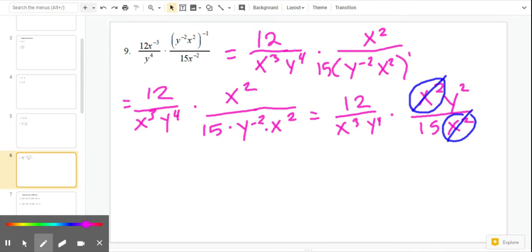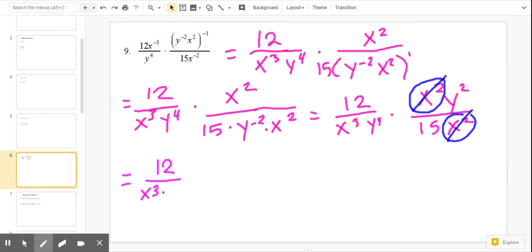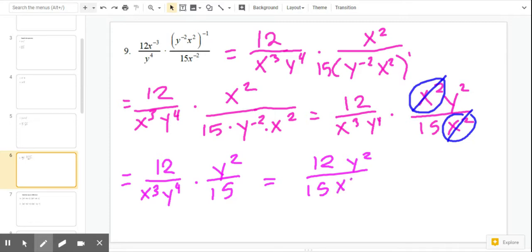So let's keep going. So now we've established that we have 12 over x cubed y to the 4th times, we canceled those guys out in blue over there, so we're just left with y squared over 15. All right, so we're definitely making some progress here. So let's now combine these into one fraction. So we have 12 y squared over 15. I like to put the coefficient first, x cubed y to the 4th.